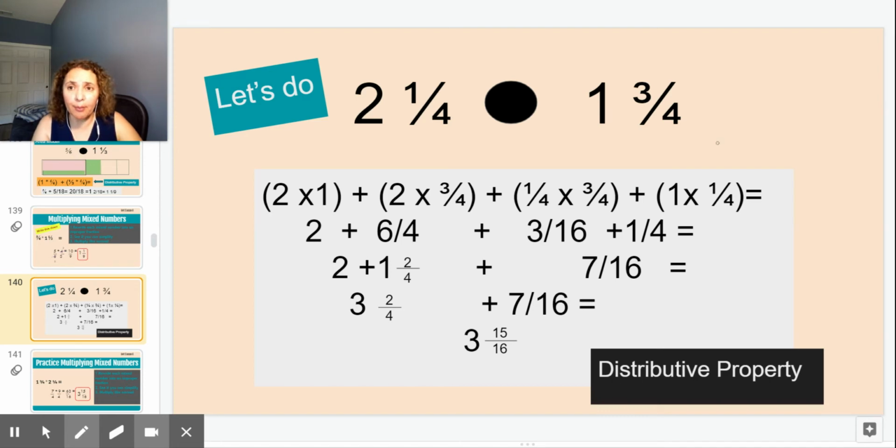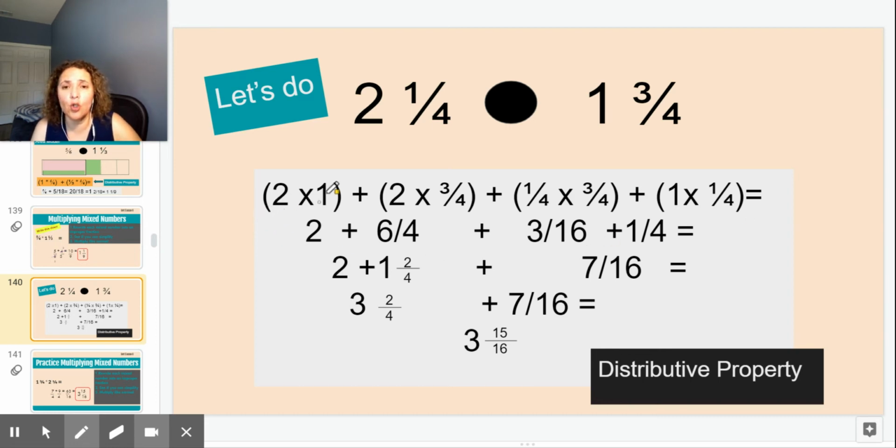Now, if I were to do the area model, right, the distributive property, this is all the math that we're going to have to do. So I'm going to take my 2 and multiply it by 1 right here, 2 times 1, plus the 2 times the 3/4. So that's represented here. So I'm done with that one. Now I got to do the 1/4 times the 3/4. Then I got to do the 1 times the 1/4. So it gets very complicated, right? But I just want to show you.